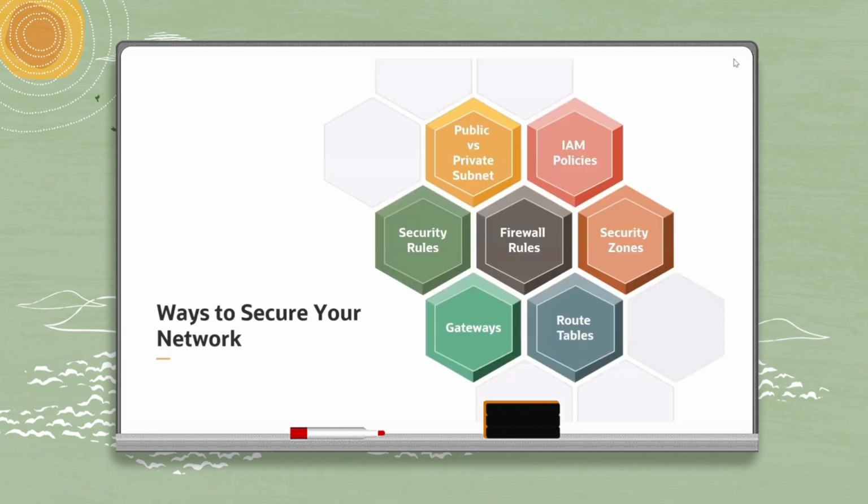Now let's go to the deck and reinforce what we have discussed. We have already seen this, so I will not spend time on it, but we discussed all these strategies for how we can secure our network, be it with respect to having different kinds of subnets, configuring IAM policies, or defining network security group and security list, firewall rules, having route table, having different types of gateways, or configuring security zones.